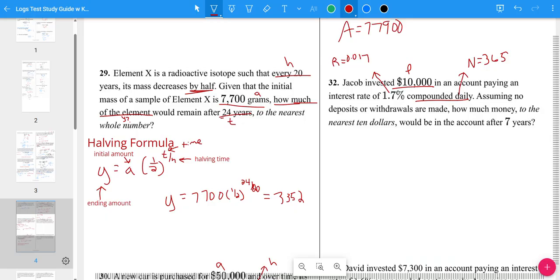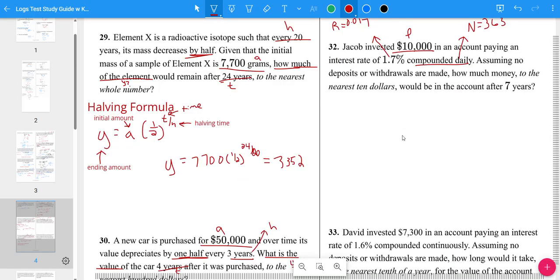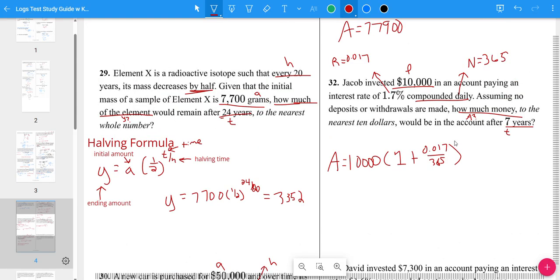So, if I had this here, then what I'm going to write out is A equals, oh, I'm not even done yet. Oops, sorry. Assuming no deposits or withdrawals are made, how much money will be in the account after 7 years? So T is 7. So A equals 10,000 times 1 plus 0.017 over 365, to the 365 times 7.